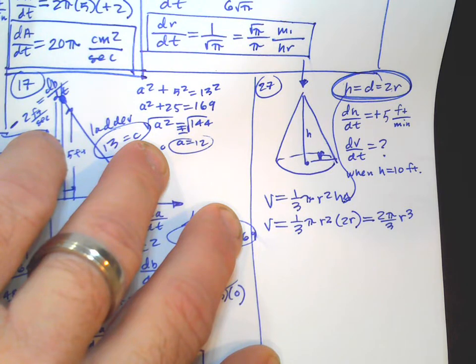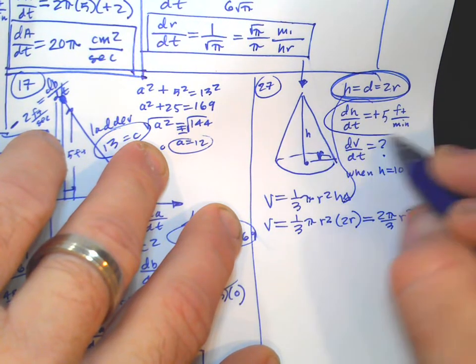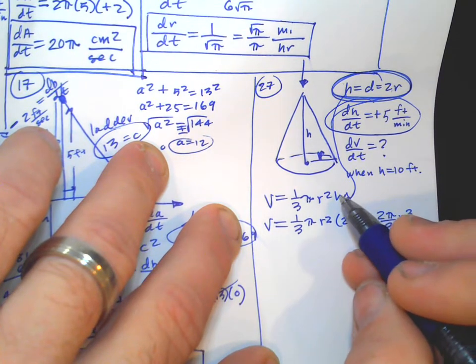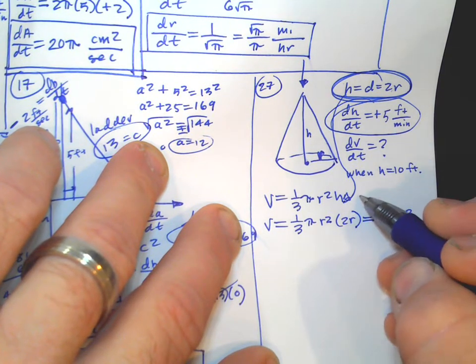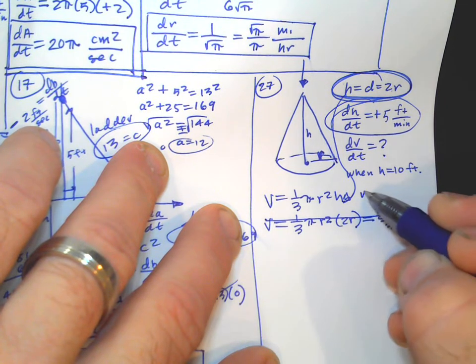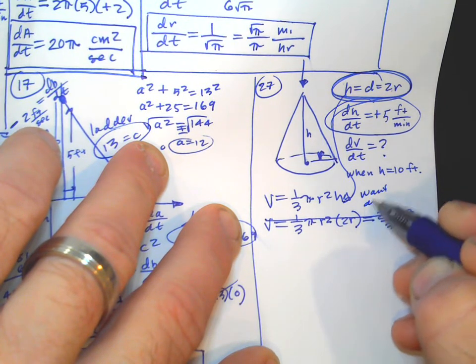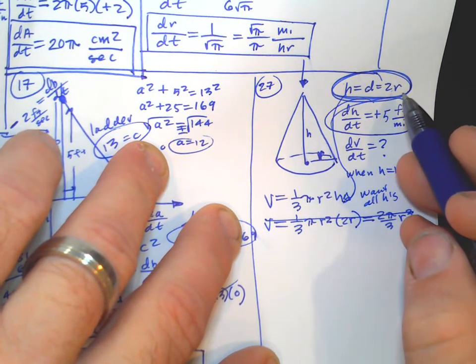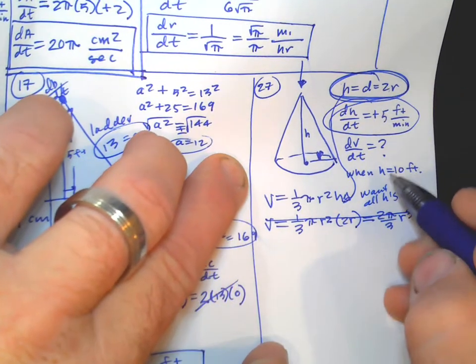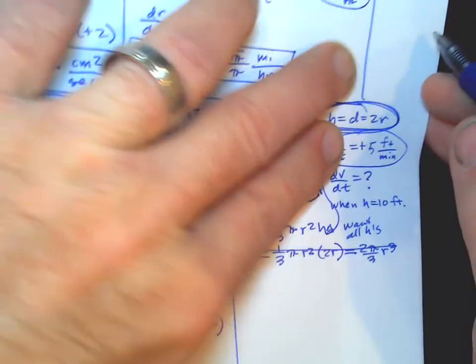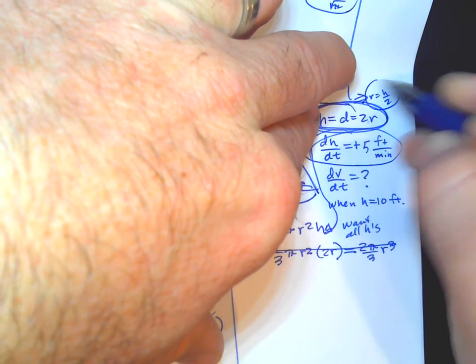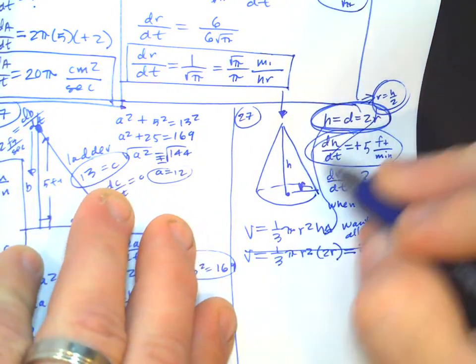Oh, but hold on. We have dh/dt, so this is fine, but we really want all h's. Okay, so that's not what we want. We want all h's since they gave us the dh/dt. I think that's just the easiest thing. I mean, we could do this, but so r equals, if h equals d equals 2r, then r equals h over 2. So that's what we're going to plug in for r.